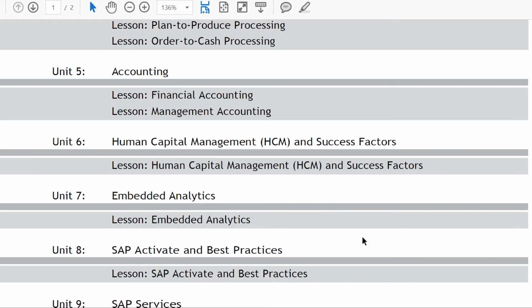Next is your SAP Activate. Just like embedded analytics, Activate is a very common phrase which you can expect even in interviews. Being a basis consultant, this comes under your portfolio, SAP Activate. Any awareness on SAP Activate? Have you guys heard about SAP Activate? No? Okay, fine.